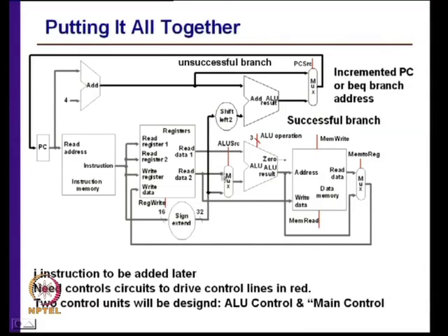So, you can see in addition to two additional adders, several multiplexers have been added in the data path. So, these are also data path components, multiplexers. You can see one multiplexer here, one multiplexer here, another multiplexer here. So, three multiplexers have been added as part of the data path to take care of the load and store and branch instructions.